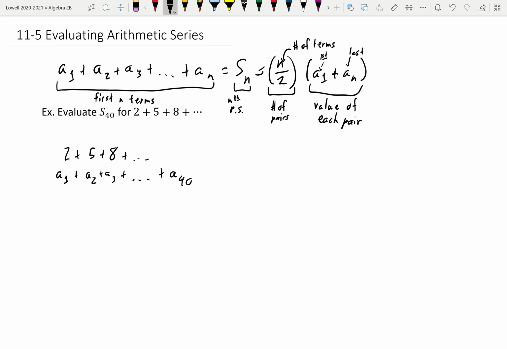First off, let's confirm that this is actually an arithmetic series. Because the terms follow an arithmetic growth, or linear growth. We can see from 2 to 5 to 8, it goes plus 3, plus 3. So this is indeed arithmetic. So always double check that first.